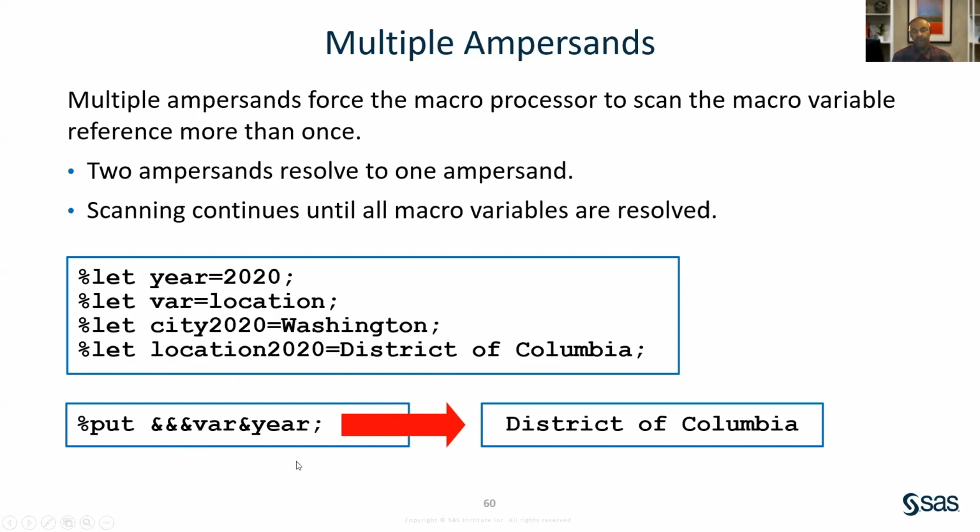Every pair of 2 become 1. The first 2 make a pair that reduces to 1. Ampersand var is legitimate, that's location. Ampersand year is 2020. And on the second scan, you resolve location2020, the District of Columbia.